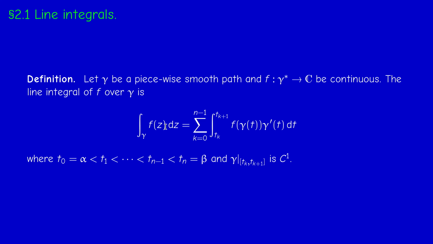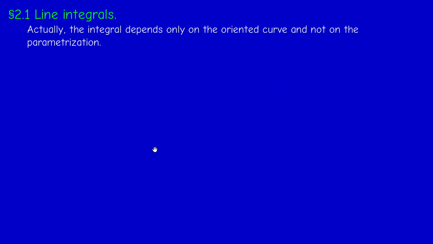Now, what if instead of gamma, I take another parameterization? Is the integral the same? Because we saw that an oriented curve can have more than one parameterization. What if you change the parameterization? If the parameterization gives the same orientation, then the two integrals are equal.